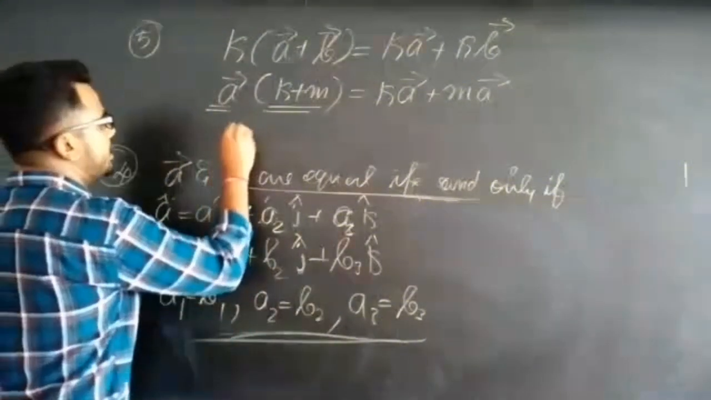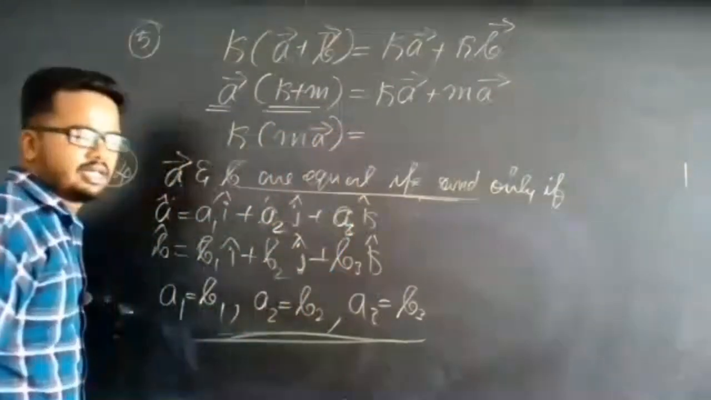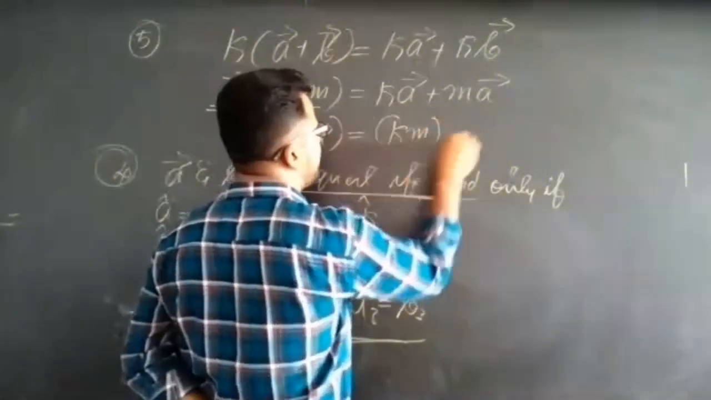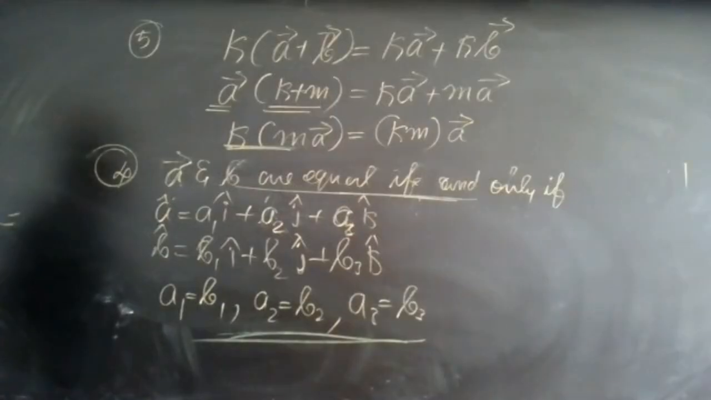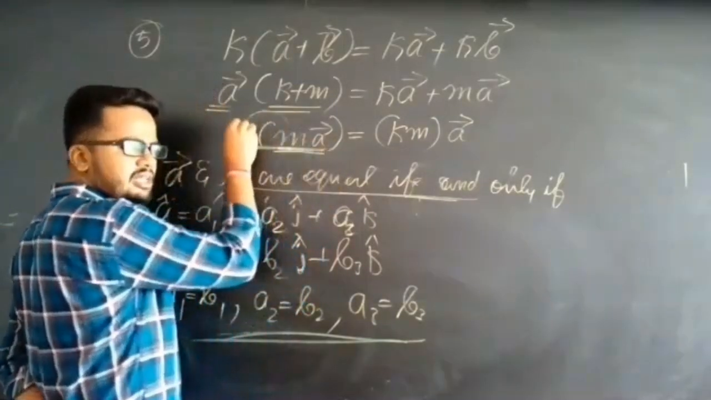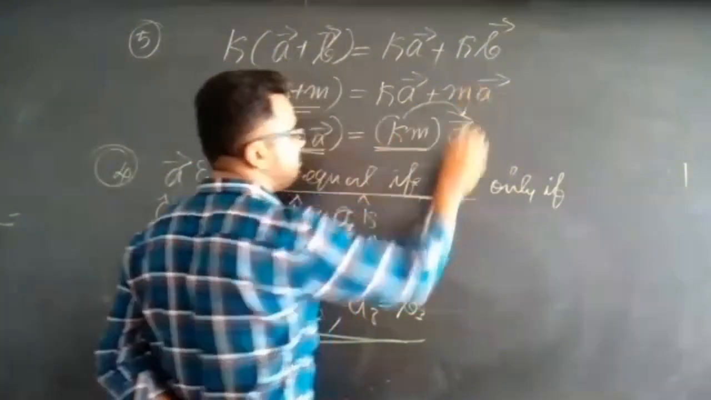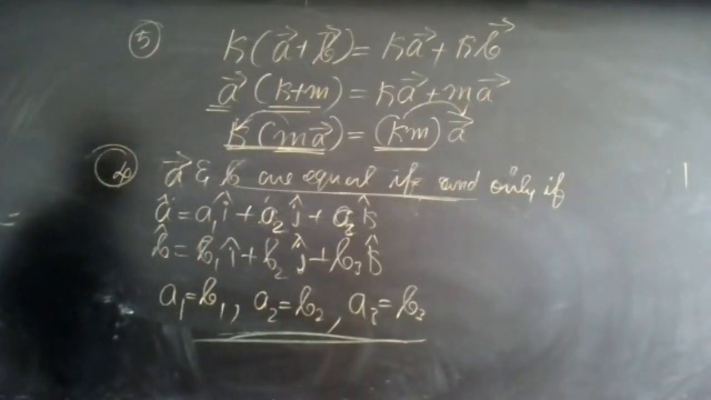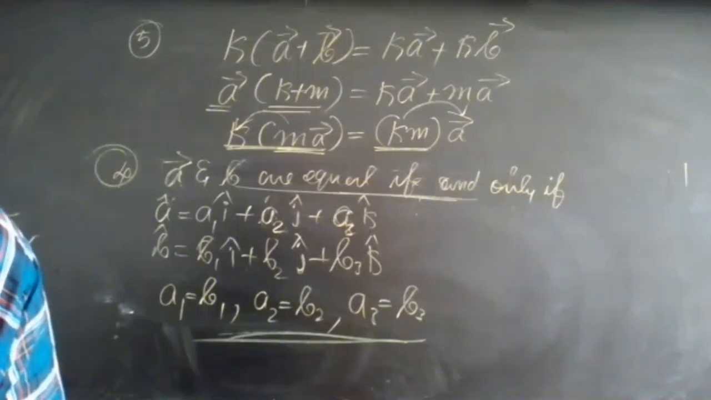Now, one more thing. K into m into vector a was there. You can multiply this like km into vector a also. That means first you can multiply a scalar and the vector, then multiply with the other scalar. Otherwise, multiply the two scalars first, then multiply with the vector. These are also possible cases. These are all the 5 important notes you should know here.